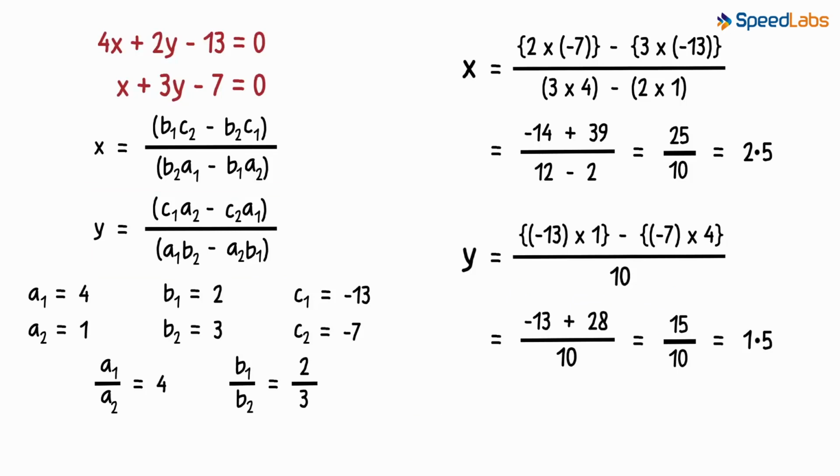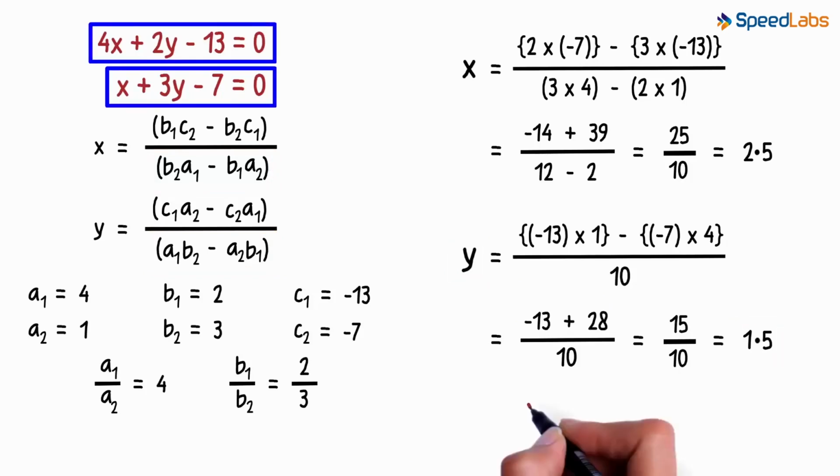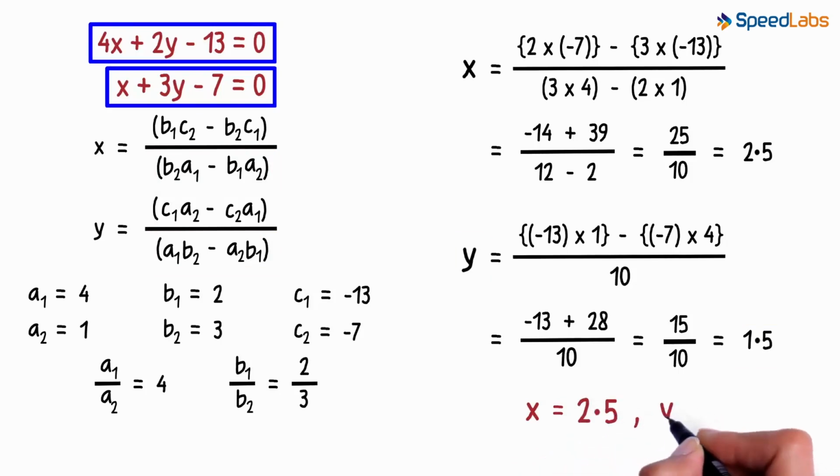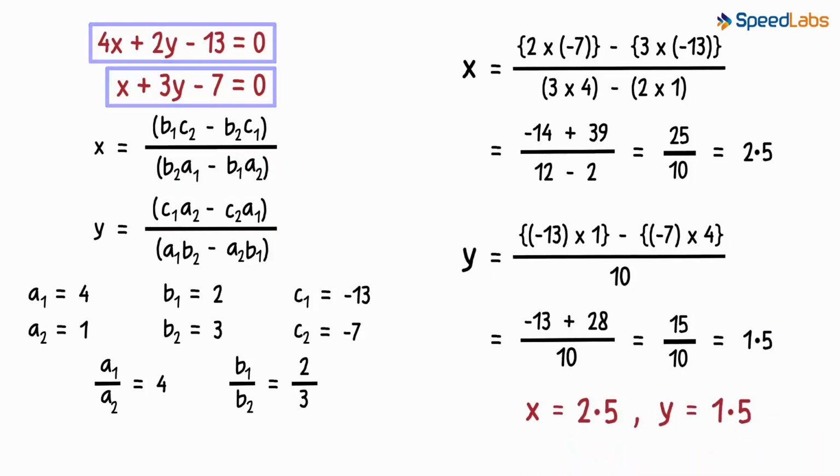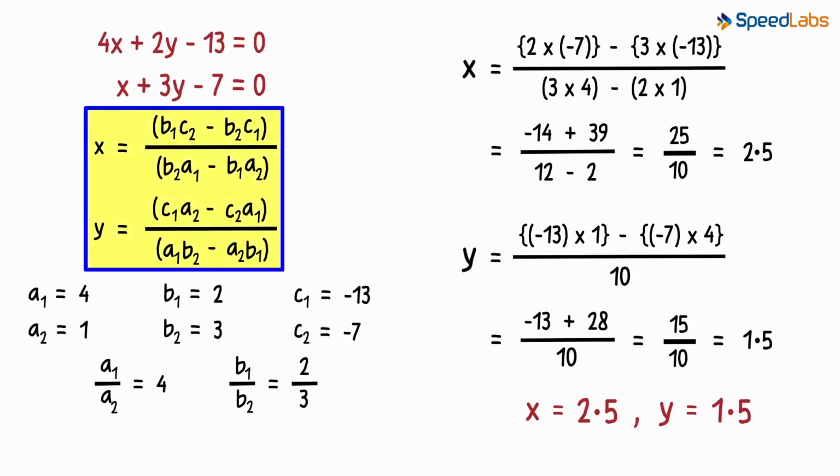You don't need to calculate the denominator again as it's the same, so we get the value of y as 1.5. The solution to these two equations is x equals 2.5 and y equals 1.5. All we need to do is remember this formula and cross multiplication method makes it really simple to solve for the solution.